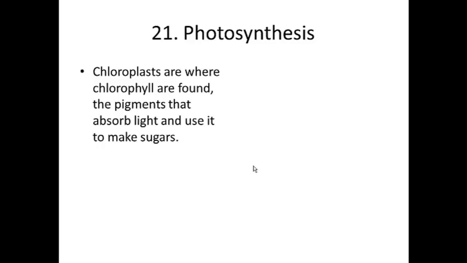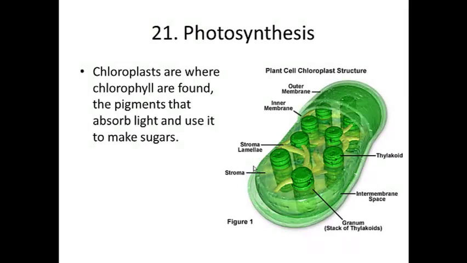Chloroplasts are where we find chlorophyll. Those are the pigments that absorb sunlight to use it to make sugars. So this is a chloroplast, and this would be inside of a plant cell. So this is not a plant cell. This is just an organelle within a plant cell. You'd have a bunch of these, thousands of them within a plant cell, and you see that this organelle is broken up into even smaller structures, but we find that this is where the chlorophyll is found, and that is why this is green.